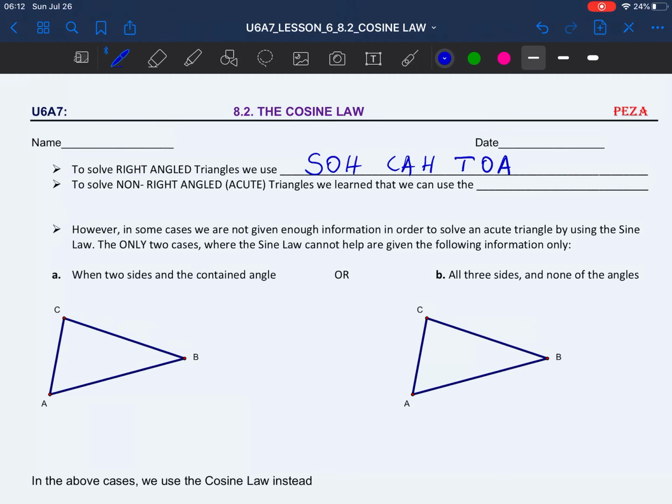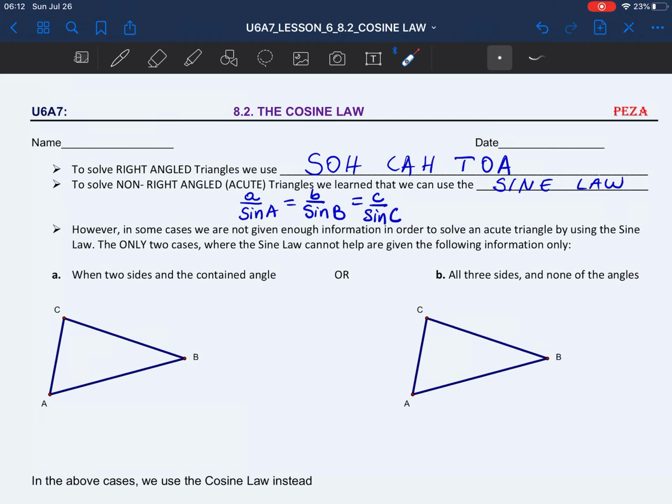To solve non-right-angled triangles, we learned that we can use the sine law. And just to refresh our memory, the sine law looks like this. A over sine angle A equals B over sine B equals C over sine C, which tells us that in a triangle ABC, where angles are represented by uppercase letters A, B, and C, side lengths are represented by lowercase letters a, b, and c, the ratio of a side length with the sine ratio of the angle opposite to it is the same throughout the triangle.